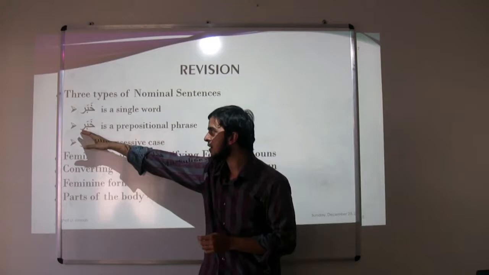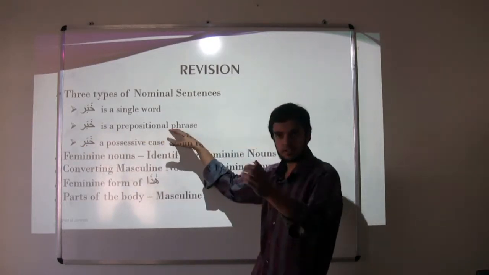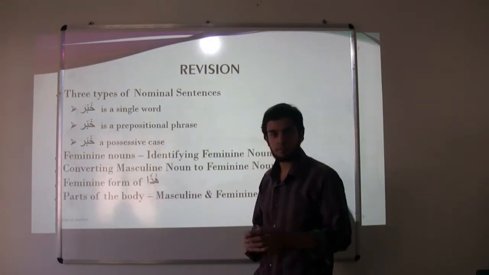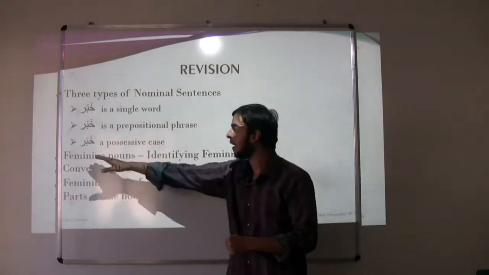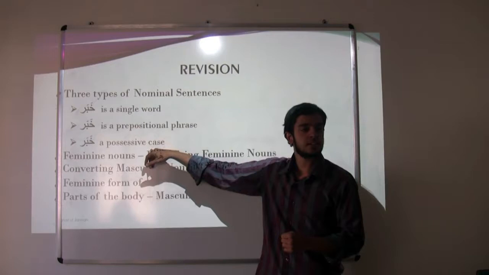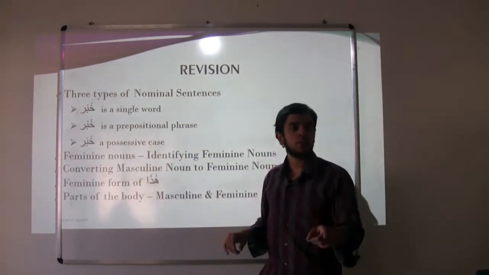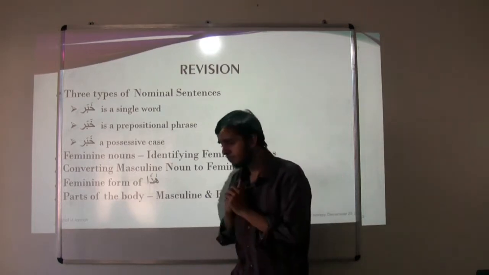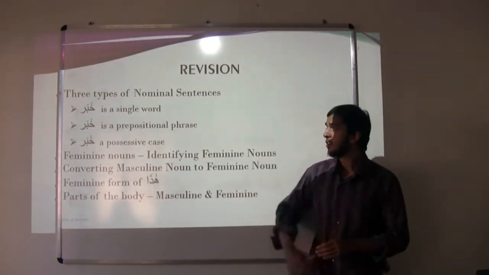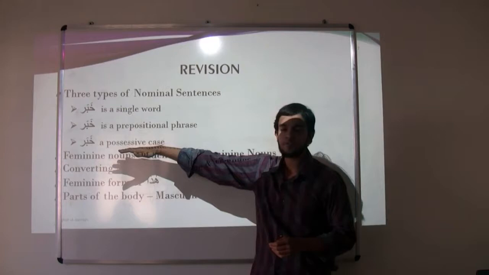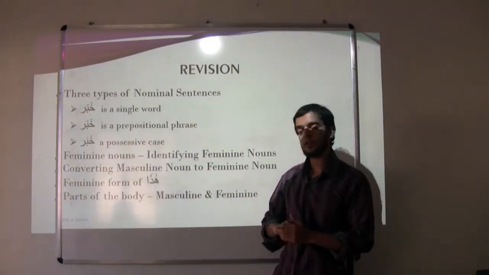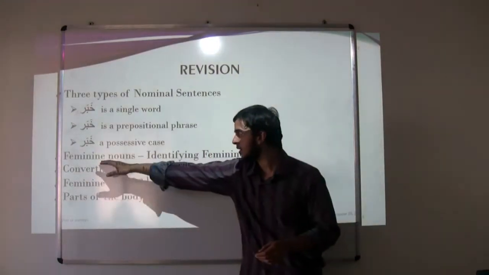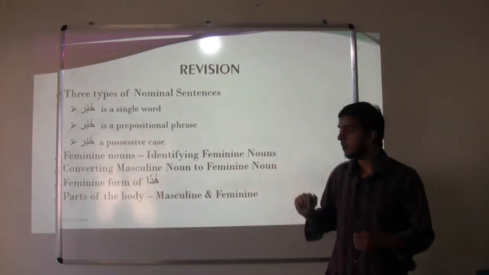And when we say khabar is a prepositional phrase, that statement was correct: Al-qalamu alal maktabi. Make sure you join the al. And khabar is a possessive case: Al-Quranu kitabullahi or al-Ka'batu baytullahi, and so on. These are the concepts related to the first 5 chapters, and now we got an introduction to the 6th chapter in the last class, that is feminine nouns and identifying them.